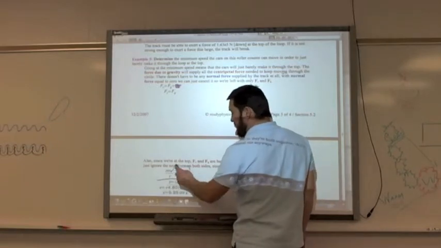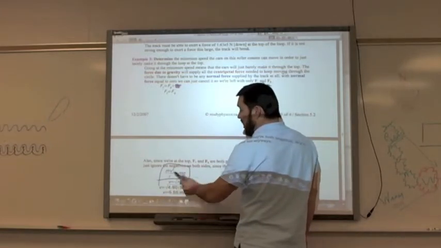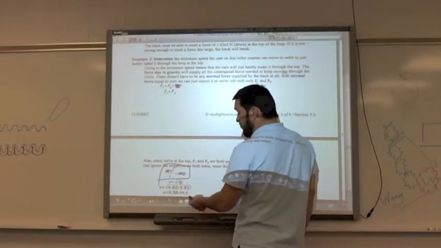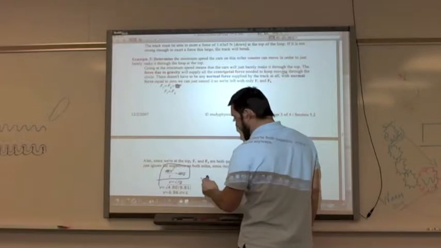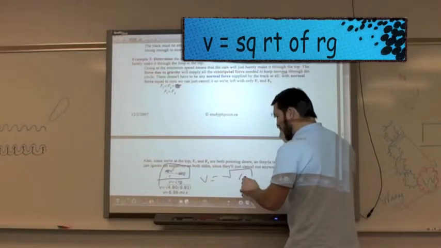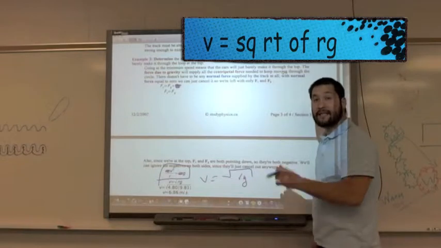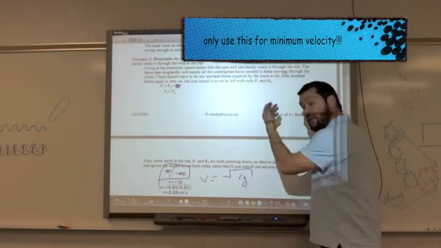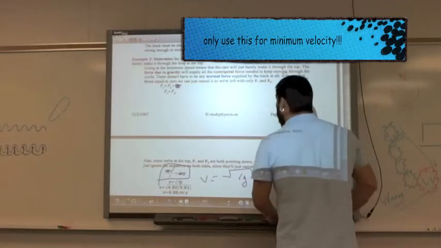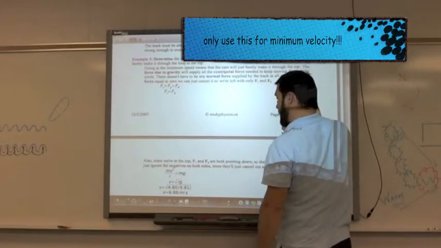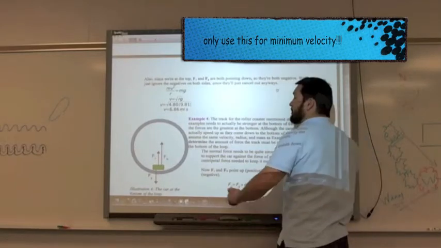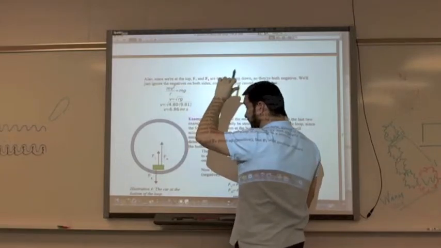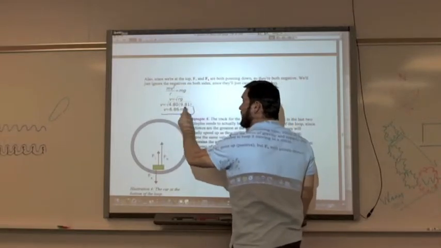Looking down here, we can basically put the values in. mv squared over r is equal to mg. M should cross out because they're the same. And if you rewrite that equation very quickly, you get v is equal to the square root of rg. And that's the formula that is specific to the minimum speed for completing a loop. That formula is on your formula sheet, so it comes in handy here and there. To do this question, we simply put in the radius, the gravity, take the square root of those two values, and then you get that.